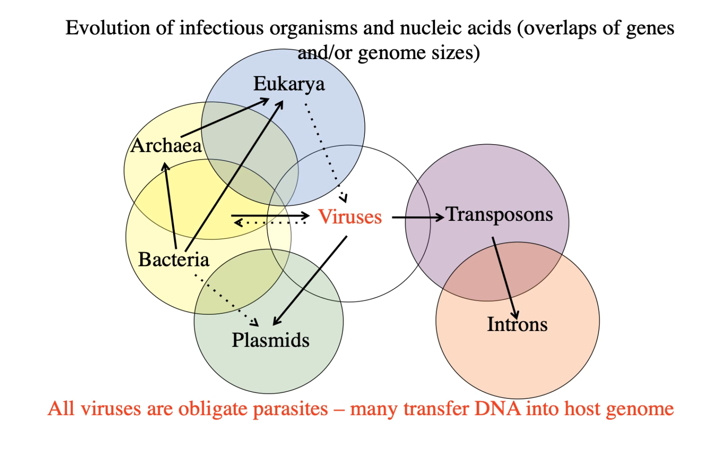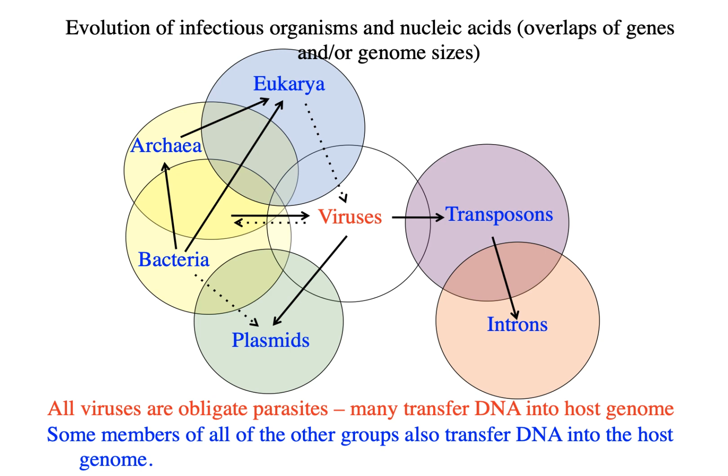All viruses are obligate parasites, and many transfer their DNA into the host genome. And this includes some viruses that cause cancers, as well as some that cause plant tumors and others. And some members of all of the other groups also transfer DNA into the host genome. So these I'm just classifying as infectious organisms and infectious nucleic acids.